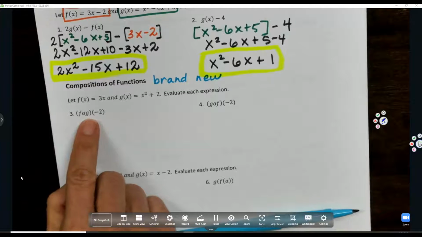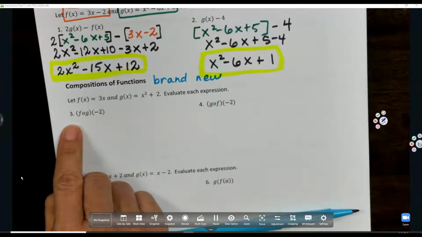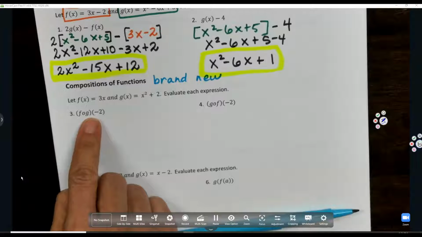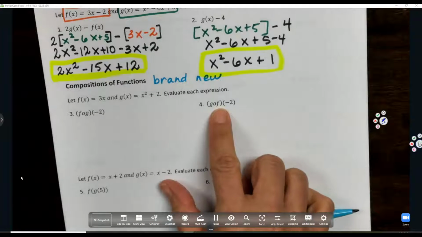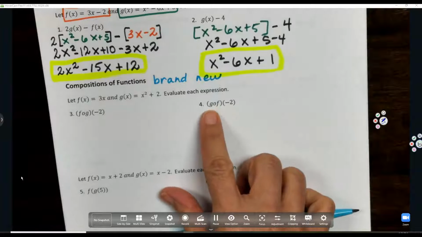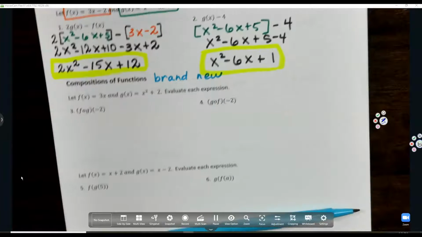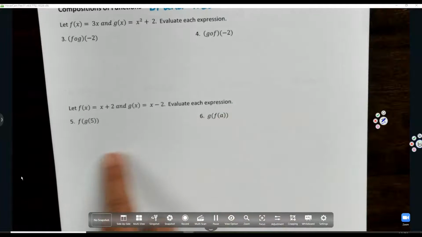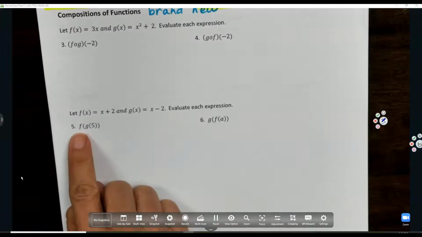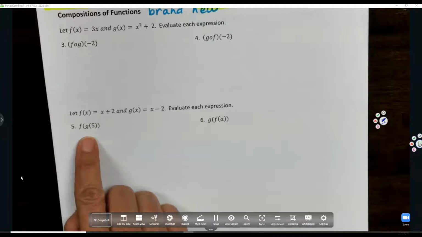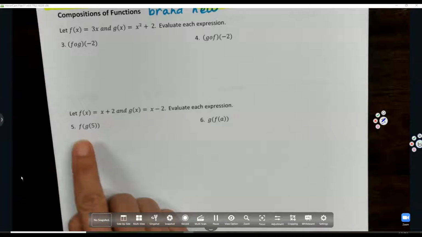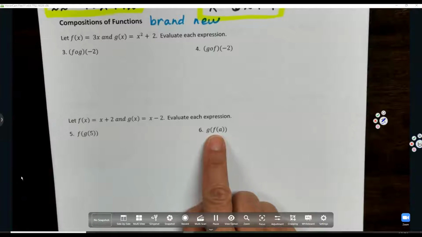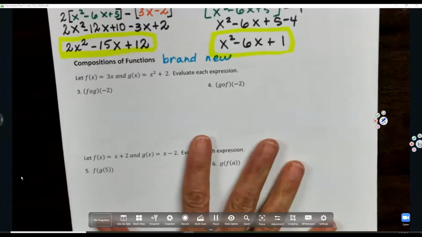Whatever is printed last gets dumped into the first. So G is going to be put in for F. F over here on number 4 is going to be put in for G. Same thing down here. 5 and 6 are still compositions. If you look at number 5, which letter comes second? The G. G is going to get dumped into F. Over here, F is going to get dumped into G. Let me show you what I'm talking about.